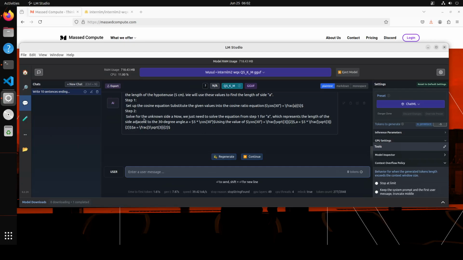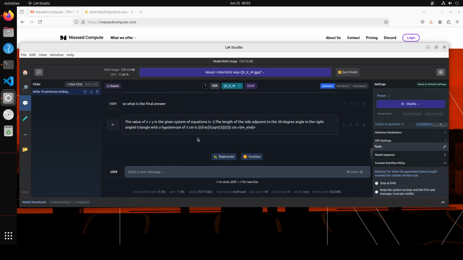Now what it's saying is solve for the unknown side, and now we just need to solve this, which represents the length of, what is the answer? So what is the final answer? So it says, nope, it's not really giving me any answer for that. Anyway, so I don't think that's a good answer.